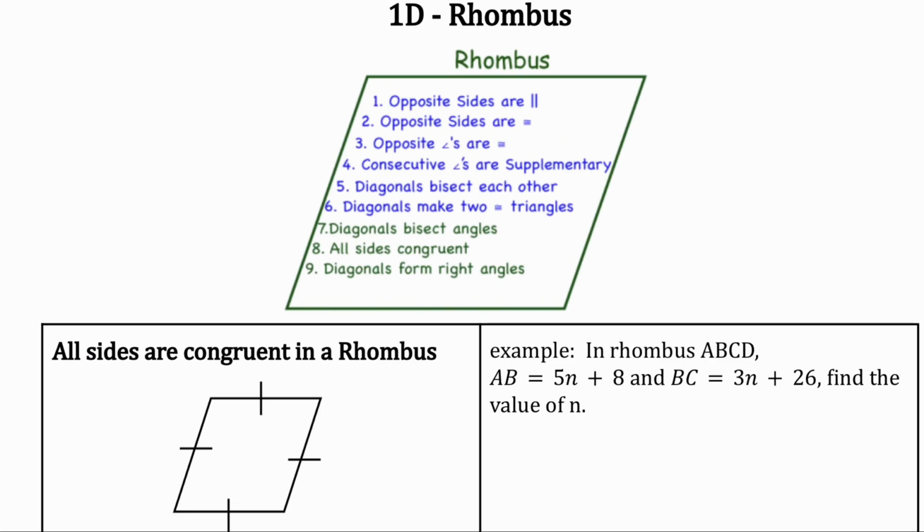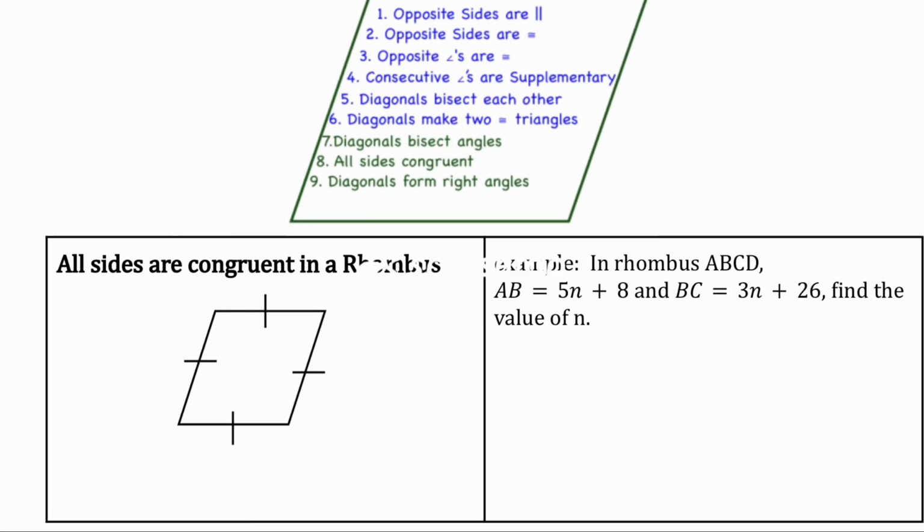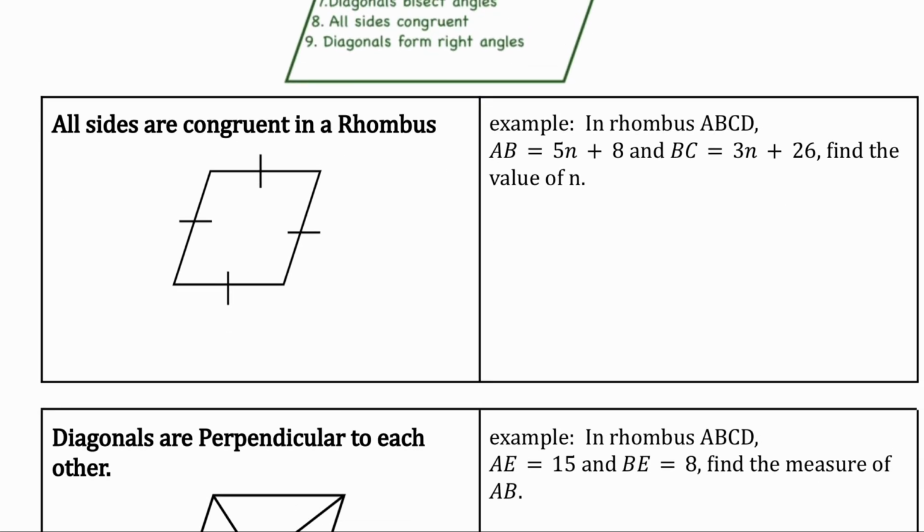But in addition to that, we have three more properties: that the diagonals bisect the angles. Remember, bisect means cuts in half. That all sides are congruent. That's going to be a big one for you. And that the diagonals form right angles, which also is going to be a big one for you. So these three properties are in addition to those parallelogram properties from earlier on in the week. So let's take a look at a couple examples of what we might be looking at.